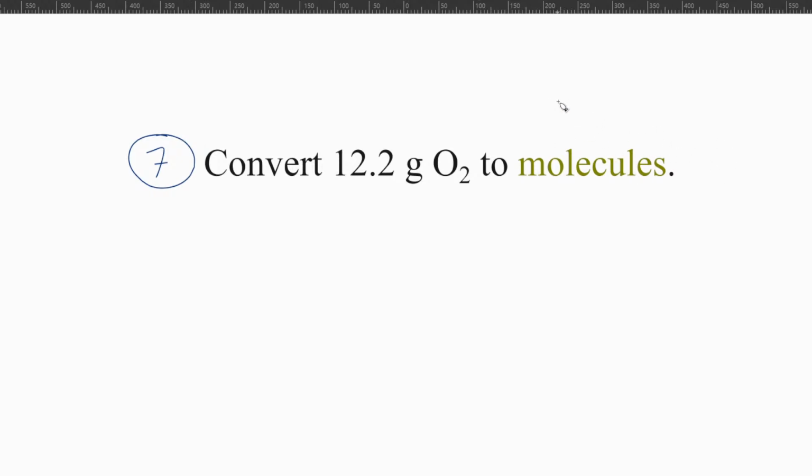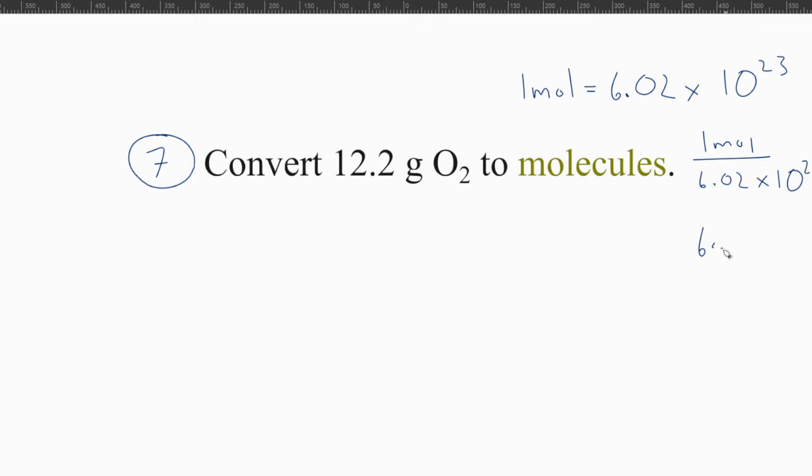I'm going to give you the conversion factors. 1 mole, you should know this, equals Avogadro's number of molecules. So we could say 1 mole over 6.02 times 10 to the 23rd, or 6.02 times 10 to the 23rd over 1 mole. These are the conversion factors that we're talking about. Give it a try here. Really try to get this one.